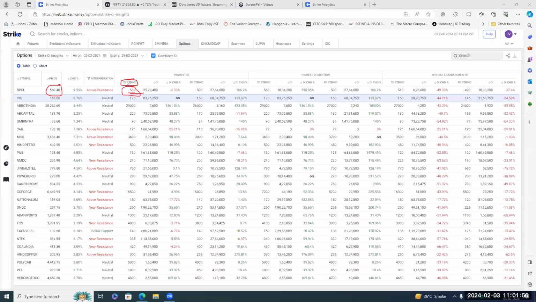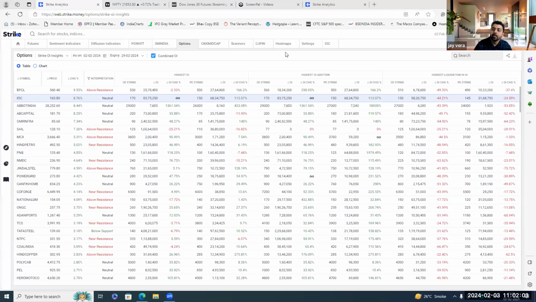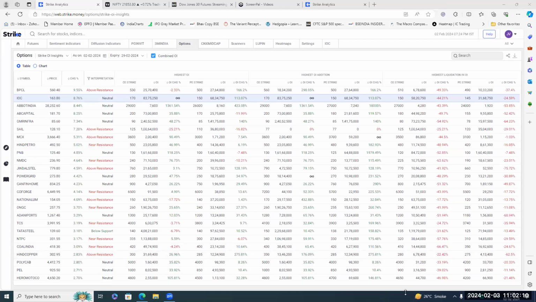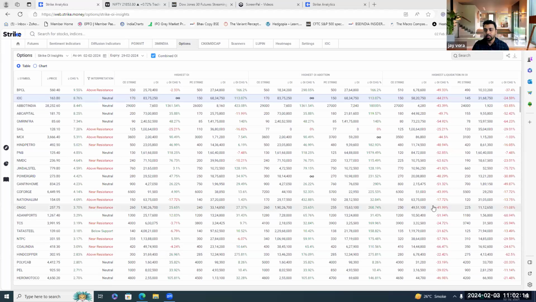Now the next question is, what time frame are you considering? Is it 15 minutes or 1 hour? At this point our system is getting refreshed every 5 minutes. So from 9:15 onwards, supposing it is 11 o'clock, the open interest of BPCL at 530 is this much, and in the next 5 minutes it will change again.